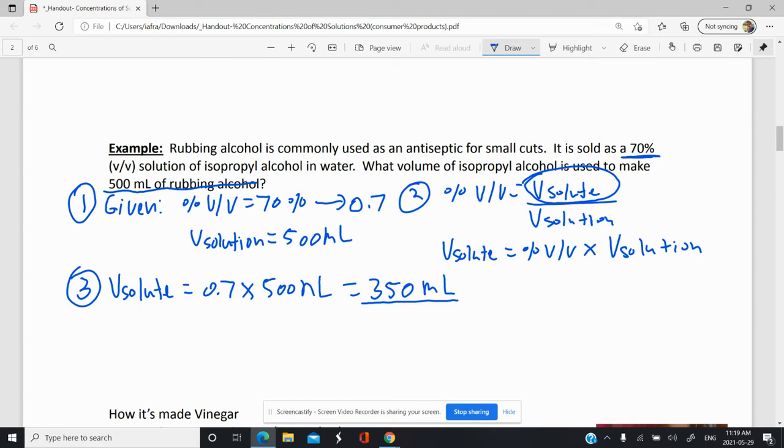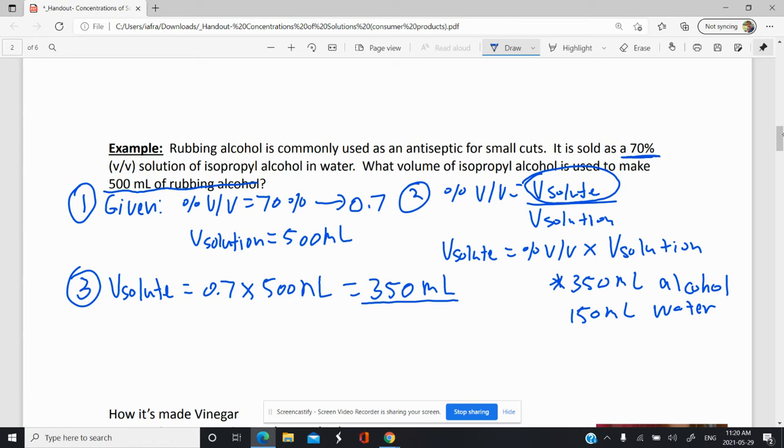So if you had to find, this is just an aside here. Let's say you want to know the actual components of that bottle. Well, 350 mils is the alcohol. And then the rest, so 500 minus 350, so 150 mils would be the water.